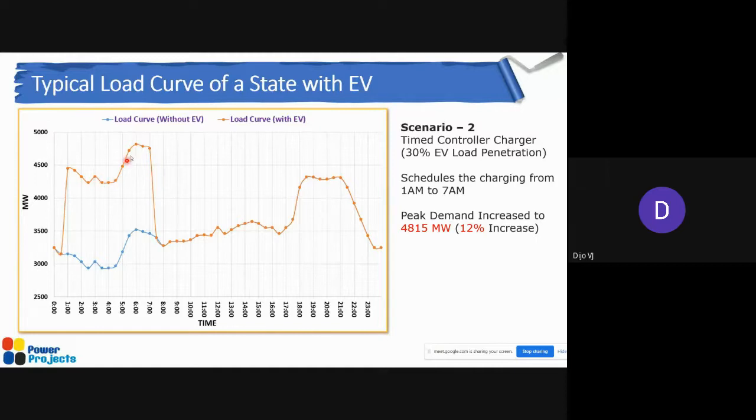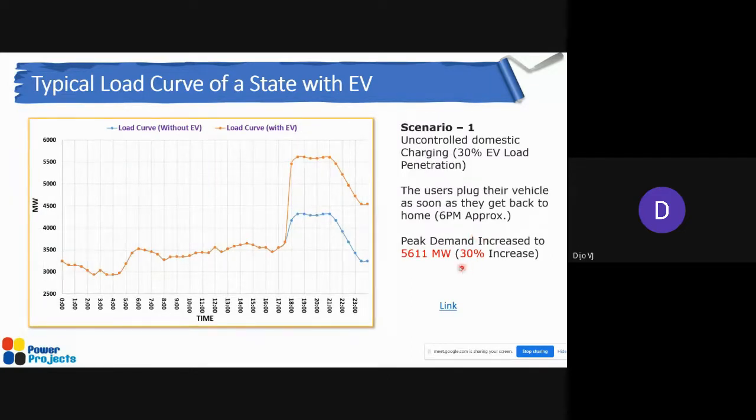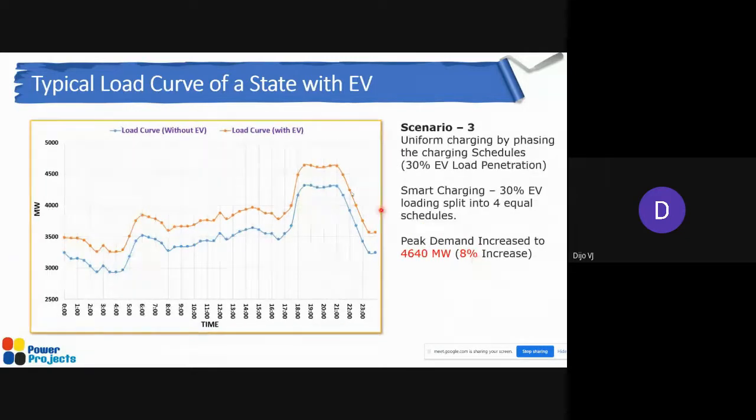If they start charging the car, probably 6 hours is required to charge the car. You can see here, this is the peak now. This just increased from 4316 to 4815 megawatt, only a 12% increase, whereas in the earlier case it was a 30% increase. Okay. Now, scenario 3 is also an ideal scenario, which cannot happen.